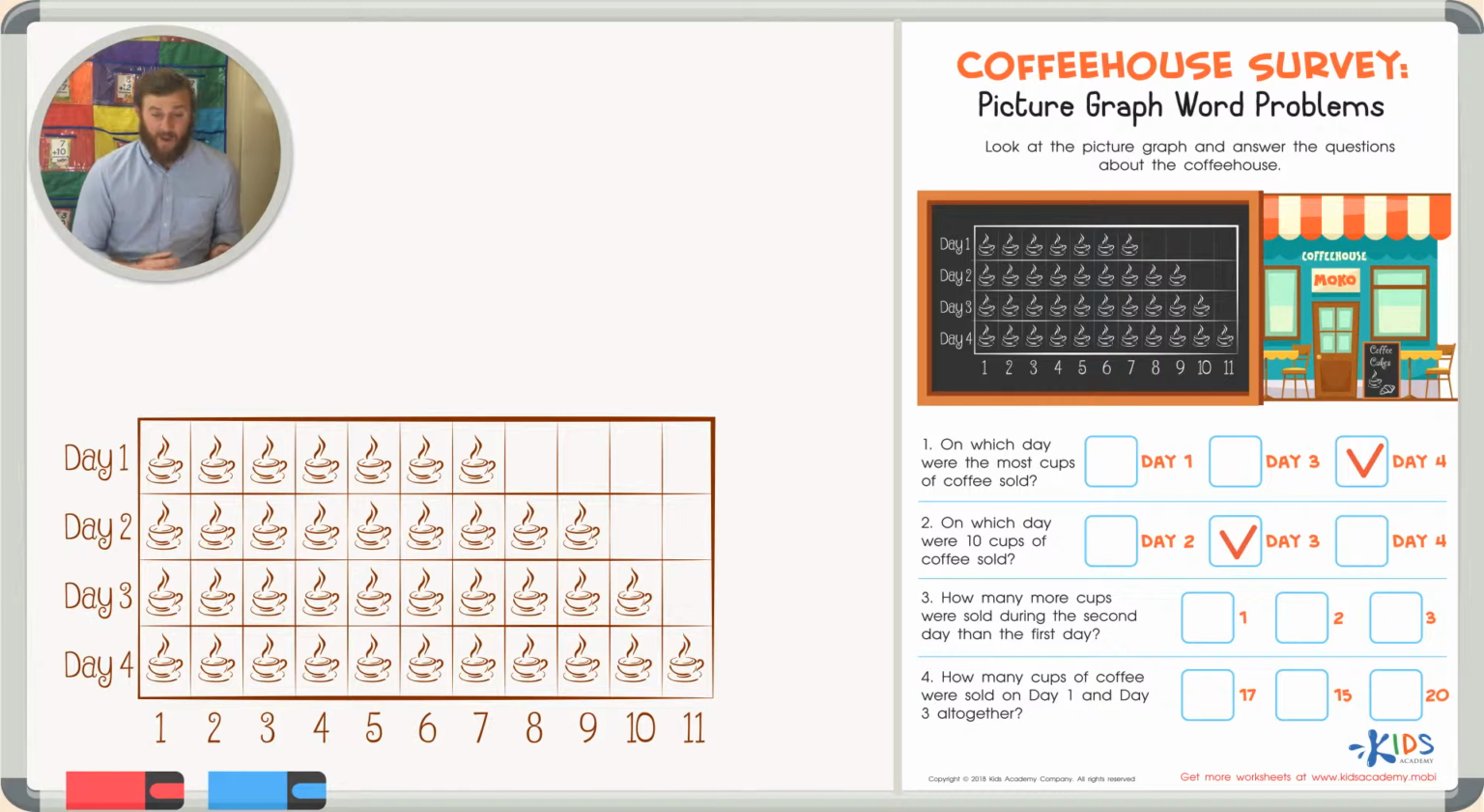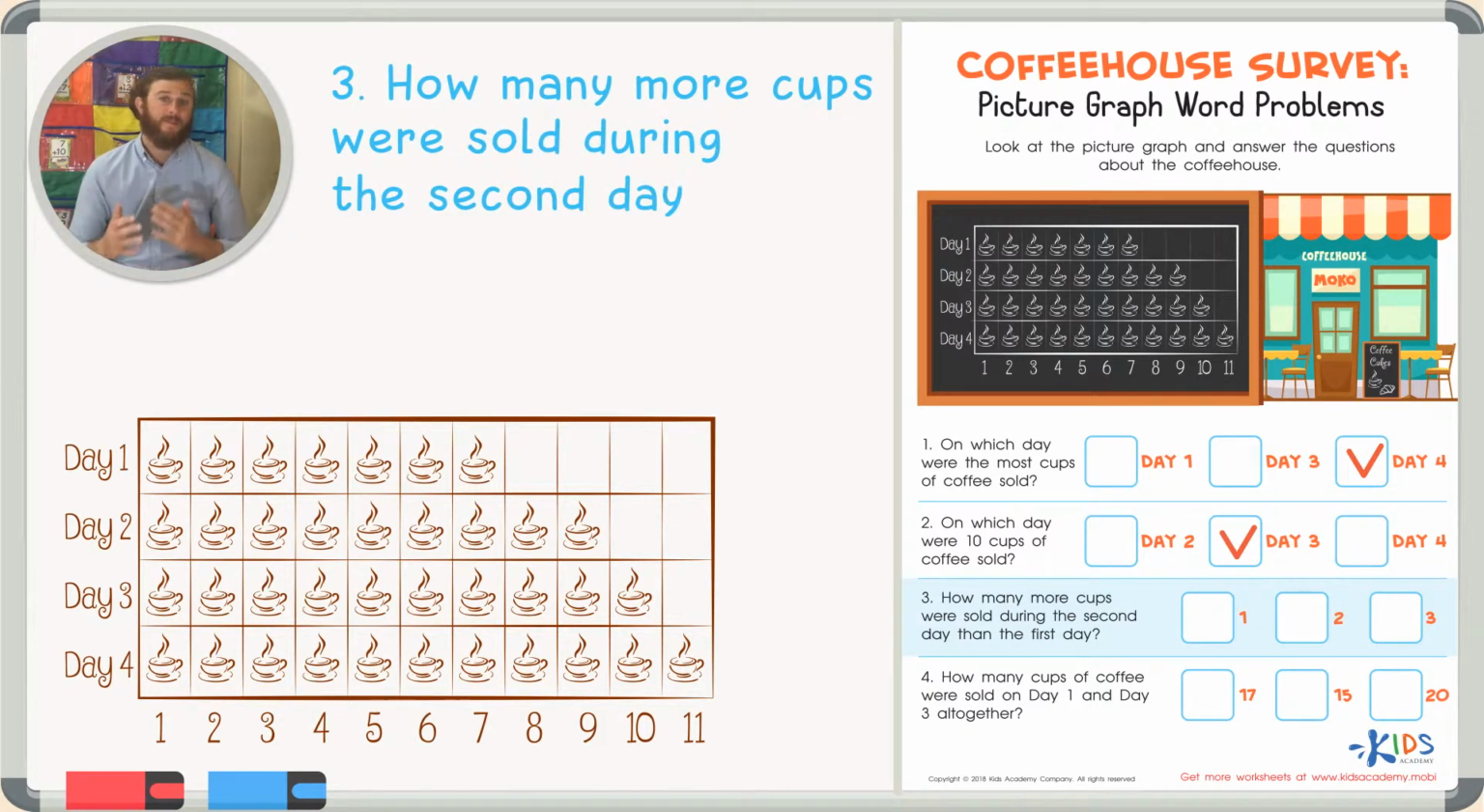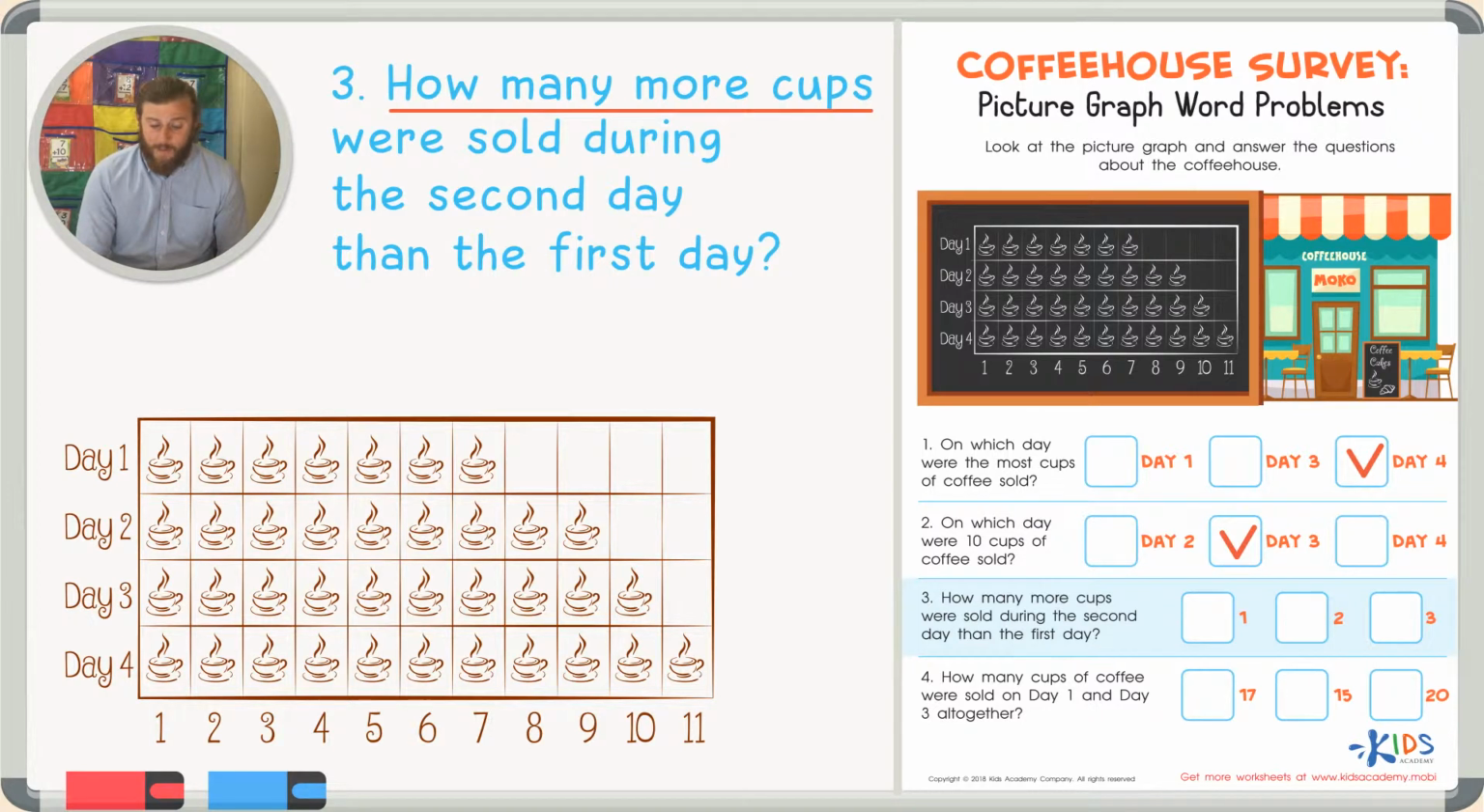Okay, now we're going to get into some questions where we have to look at more than one day at a time. We'll have to keep track of some information, so let's read this question really carefully. How many more cups of coffee were sold on the second day than the first day? Okay, so first we need to figure out what this question is really asking. It wants to know how many more cups were sold on the second day than the first day.